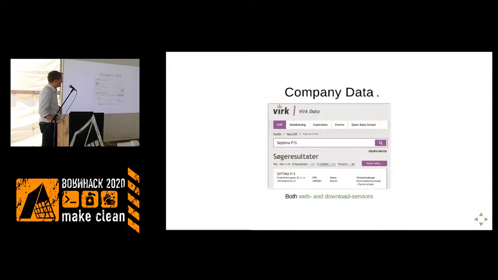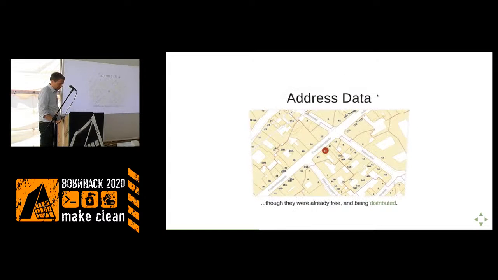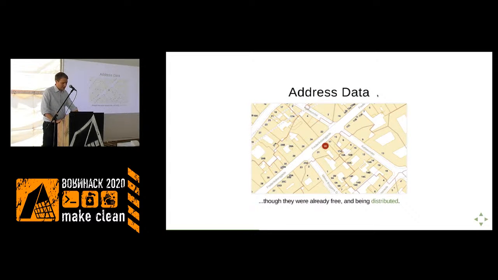Then it's company data. So it's which companies we have in Denmark, and where they produce stuff, where the main entities are, where the sub-entities are, who the owners are, and so forth. And then it's address data, though they were already free.